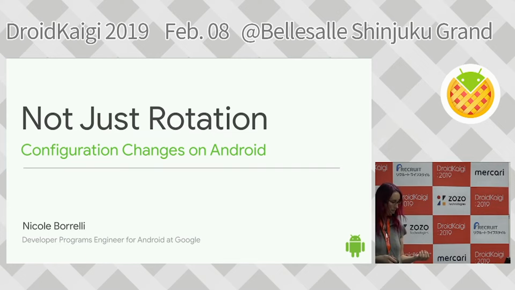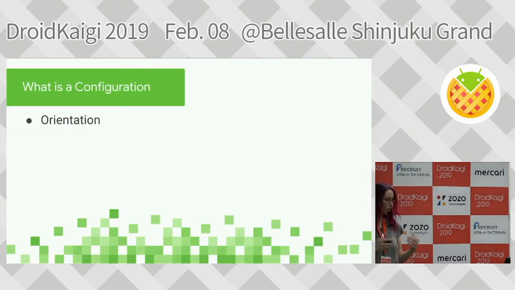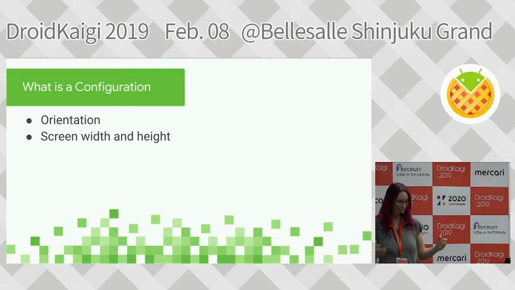So let's talk about what configurations are to begin with. One of the most obvious ones is the orientation. Orientation, and indeed a lot of the other ones, were named really early in Android. So orientation is not necessarily linked to the way that the device is held, but is about the property of the window. Which is similar to screen width and height. So screen width and height is more like the window width and height. So if you go into split window, that changes the screen size.